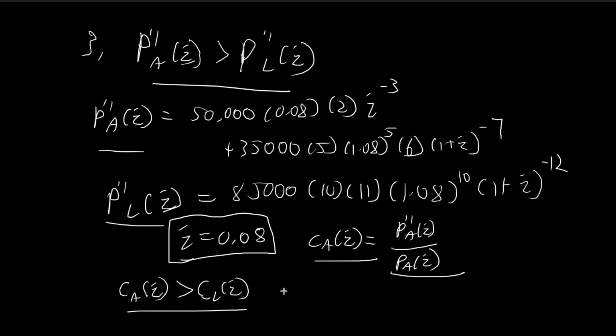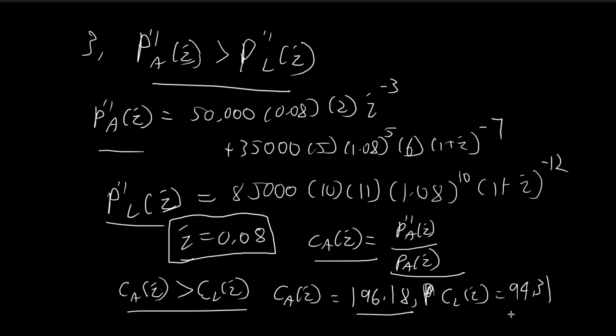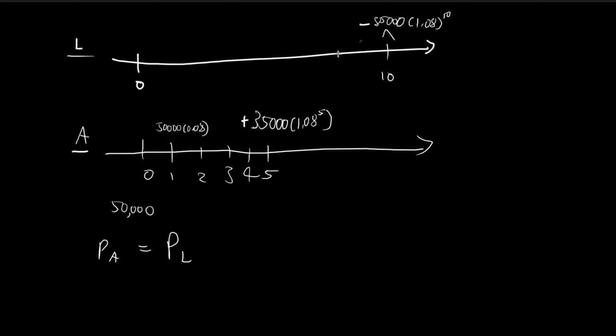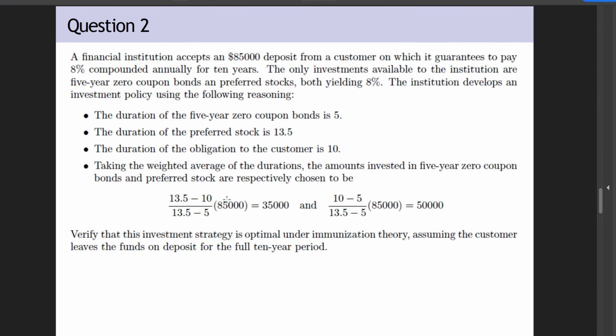And so once you calculate the convexities of these expressions at 8%, you'll find that the convexity of the asset is equal to 196.18. The convexity of the liability is 94.31. And indeed, this is larger than this. So that's why this third condition is also satisfied. So the conclusion is we can achieve immunization through this strategy over here.